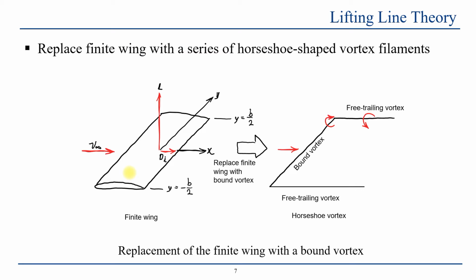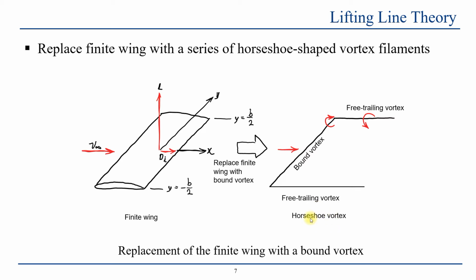Now, what does the lifting line theory do? Basically, if you have this wing on the left-hand side, what the lifting line theory does is replace the wing, which is a finite wing, remember that it does have ends, with a series of horseshoe-shaped vortex filaments. So basically we replace the left-hand side, a wing, with the right-hand side, a horseshoe vortex.